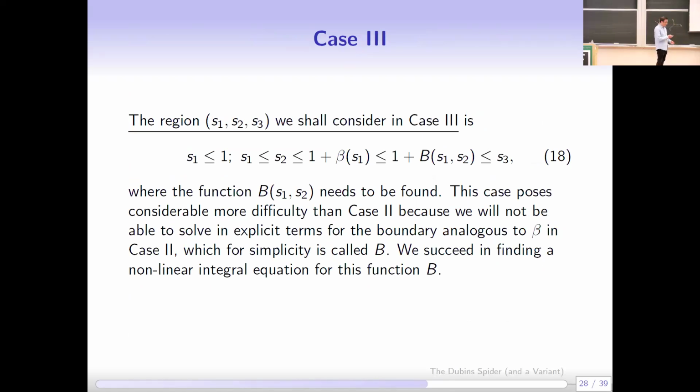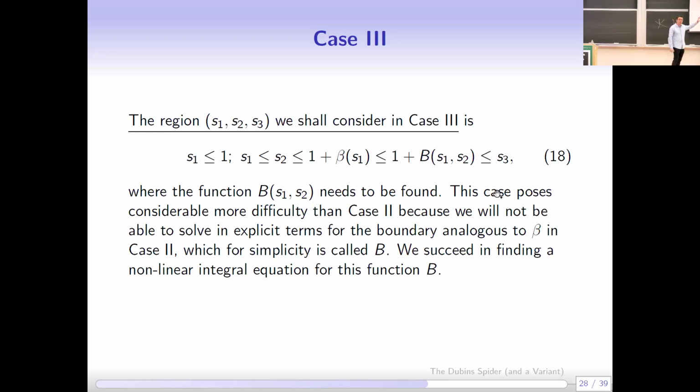Case 3. Case 3 is even more complicated. So we take S1 to be less than 1. Now we consider the case where S1 is less than 1, S1 is bounded by S2, which is bounded by 1 plus beta S1. And S3 is going to be bounded below by another function, 1 plus b.